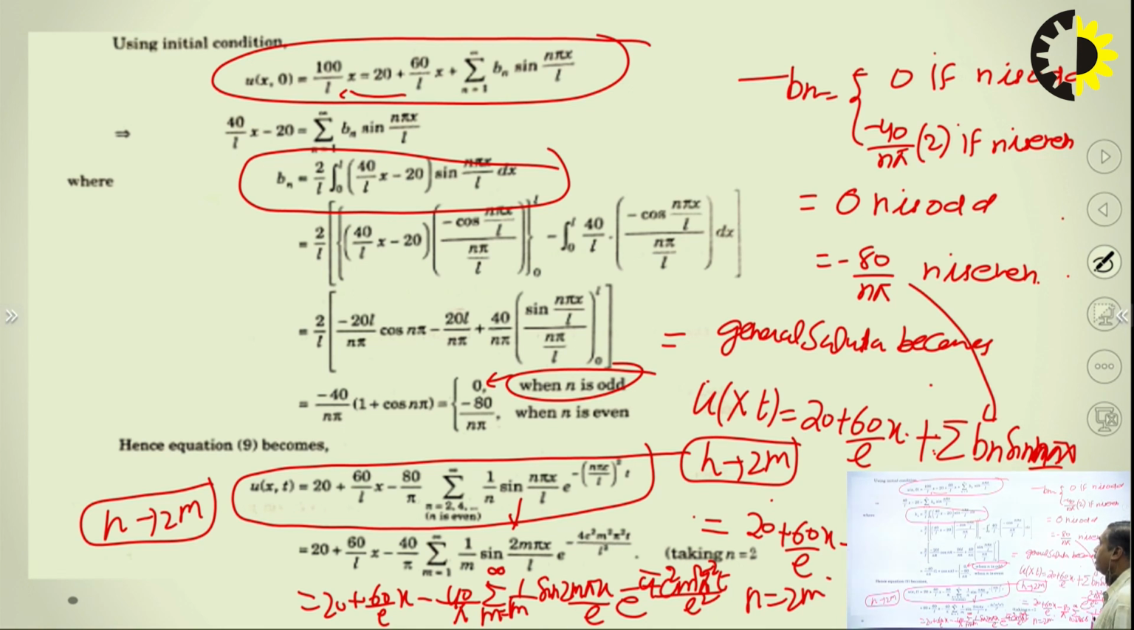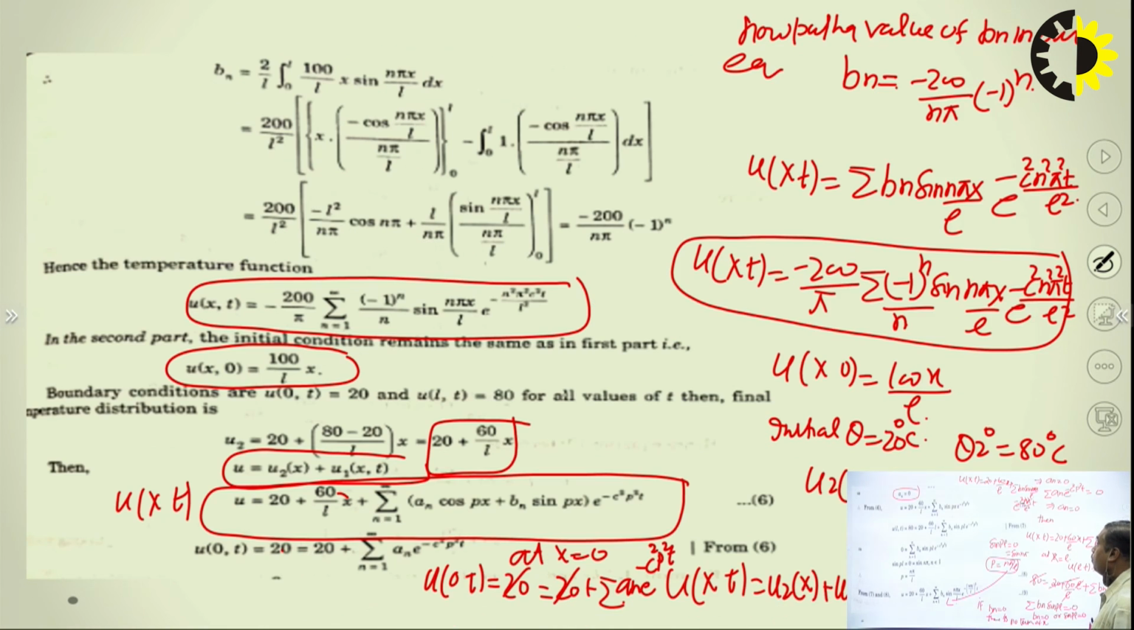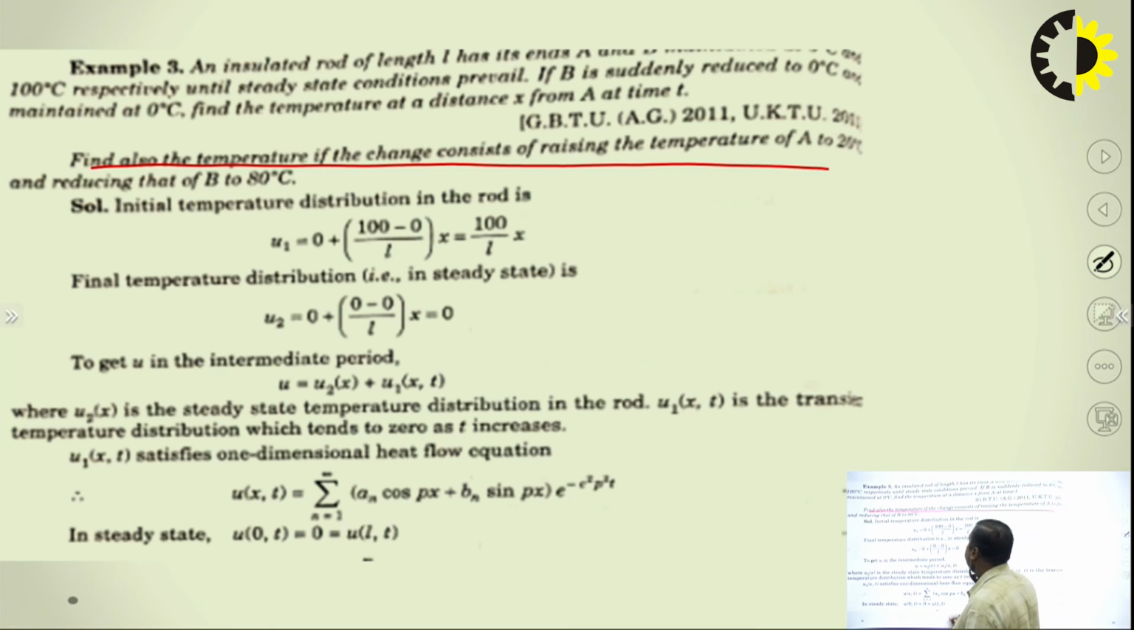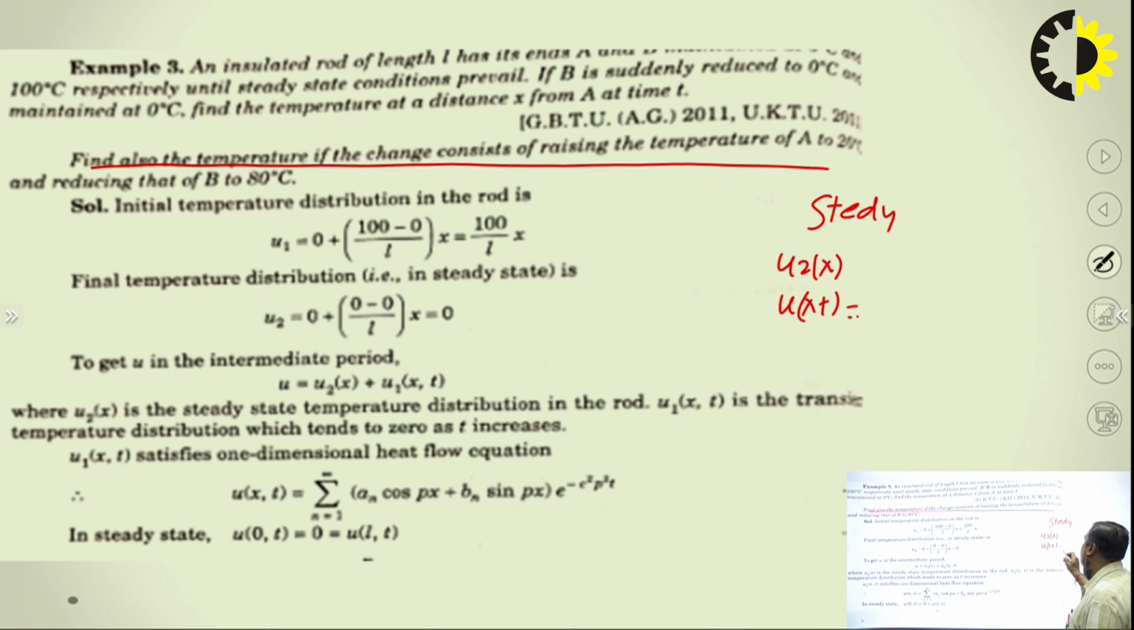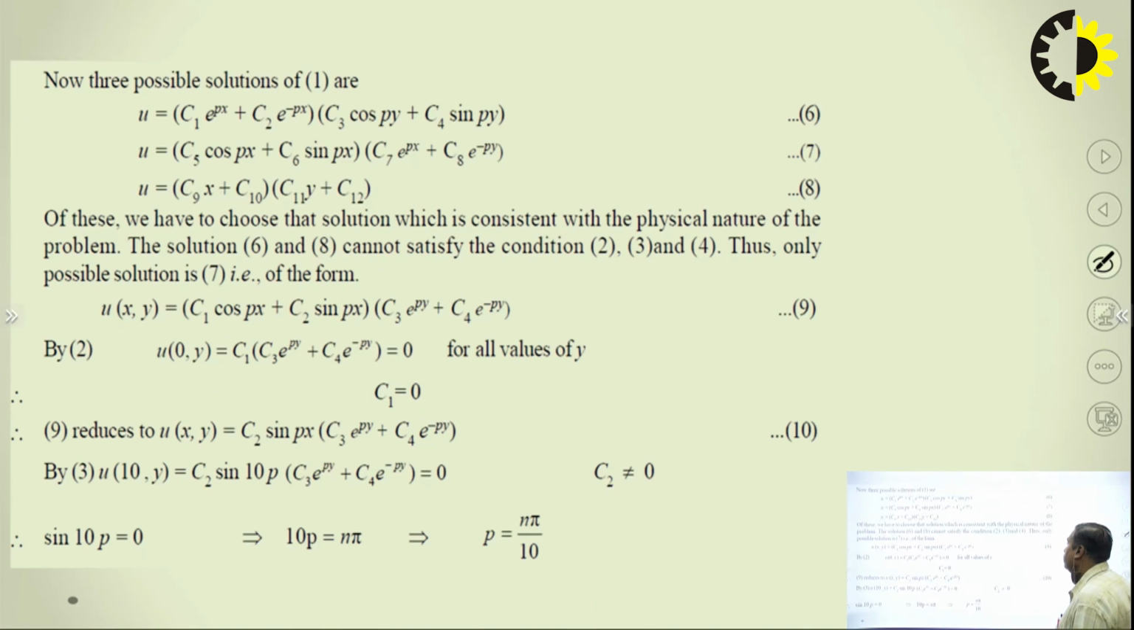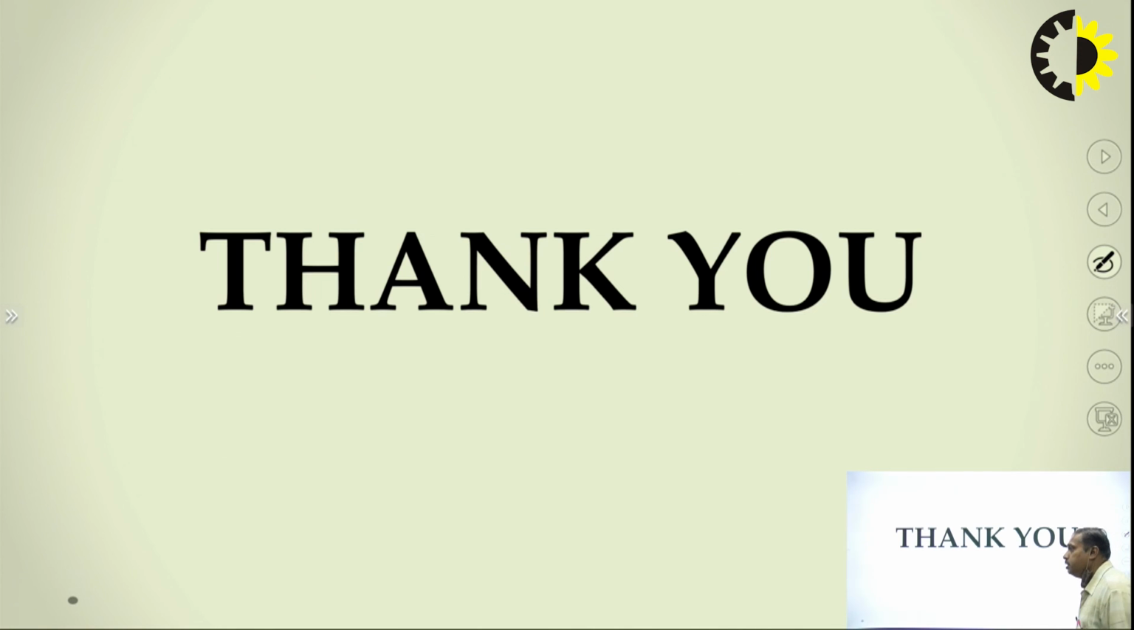That means we have taken the equation in both cases for our solution. That means we are taking the temperature changes consisting of raising the temperature from 0 and reducing it up to 80 degrees. In a steady state, we have taken the temperature for U2x, and then u(x,t) is given by U2x plus U1xt, and that gives our solution for this problem. Thank you very much for completing the steady state equation for solving the equation.